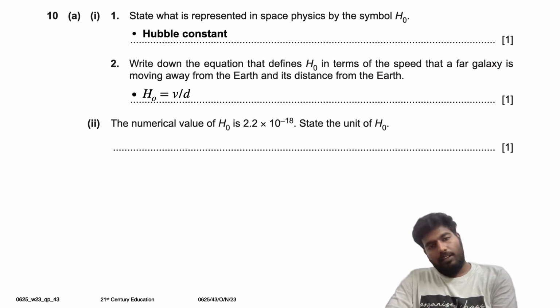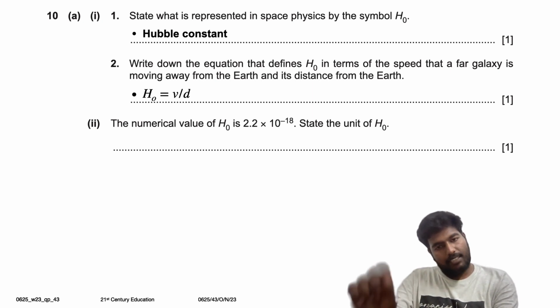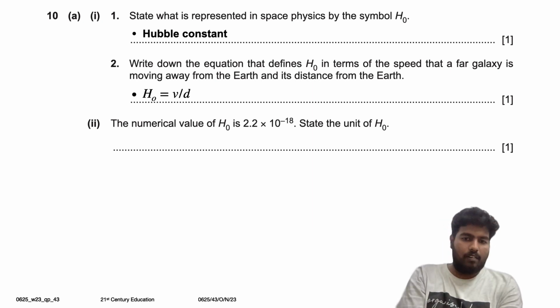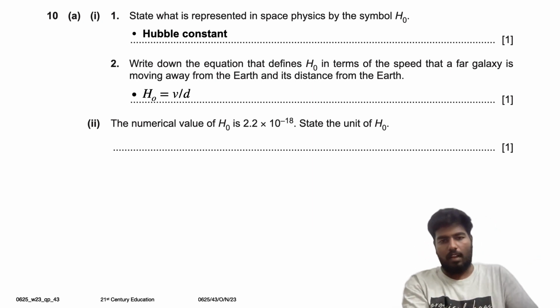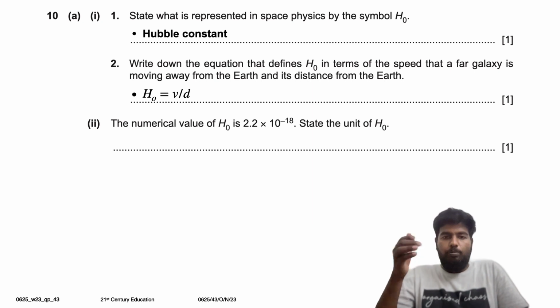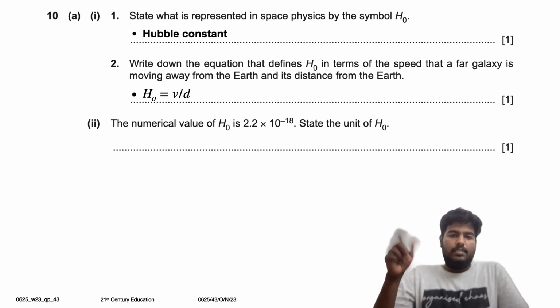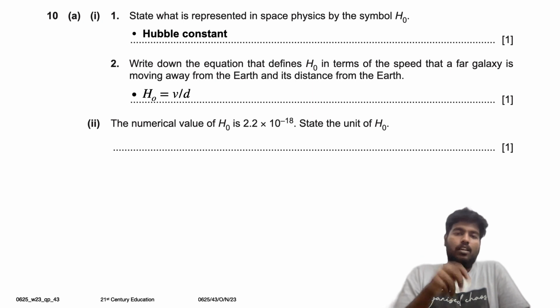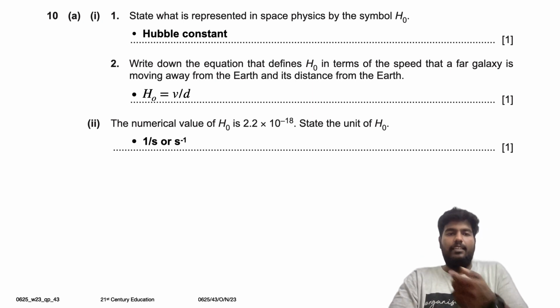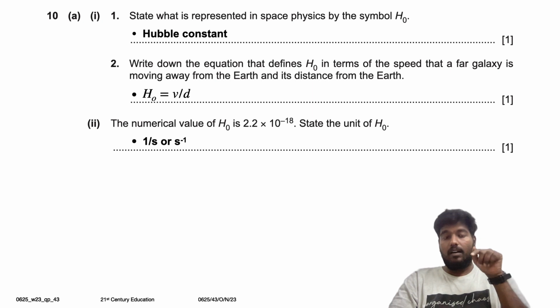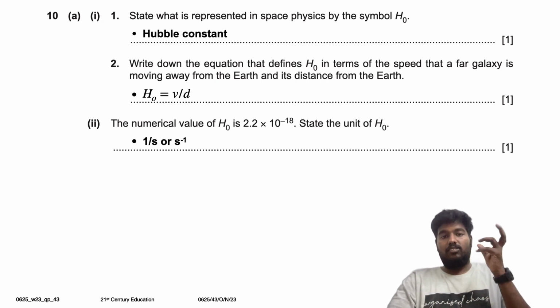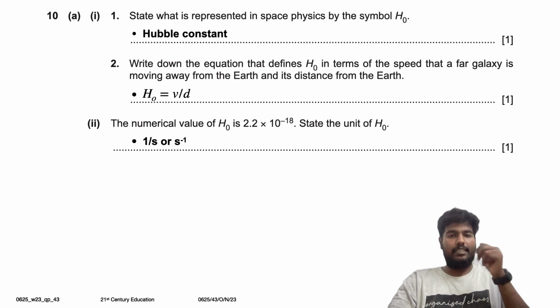The numerical value of H naught is 2.2 times 10 to the power minus 18. State the unit of H naught. Even if you don't know the unit, let's calculate from the equation. It's v by d. v is meter per second, d is distance, so meter. Meter per second divided by meter: meters cancel, and you get 1 by second, or second inverse. So the Hubble constant is actually a frequency. Dimensional analysis. Okay, next part of the question.